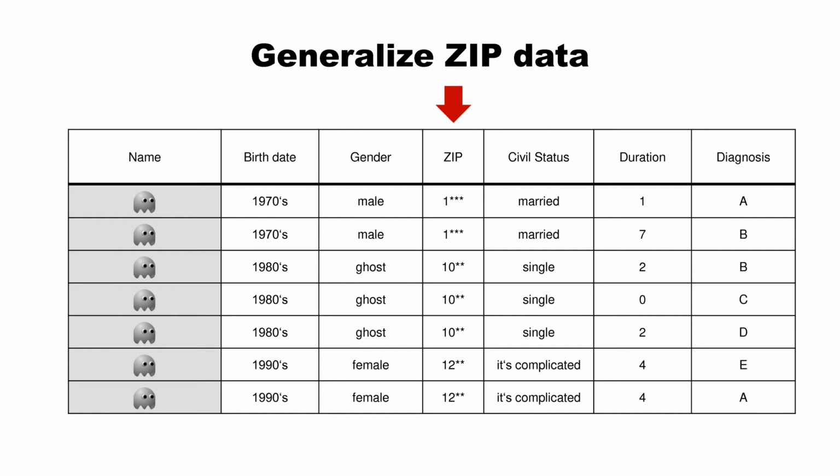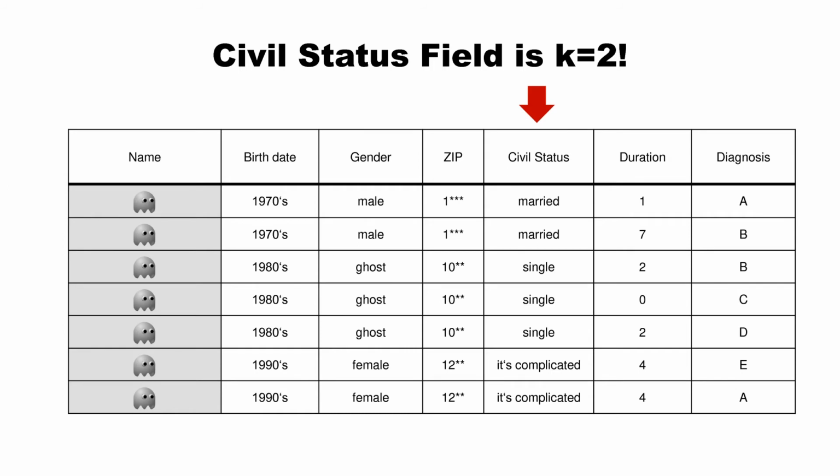And if we finally look at the civil status field, then you're lucky here, because our civil status field is already k=2. So we don't have to suppress or generalize any information in that field, because we have both born in the 1970s, they're male, with a zip code starting with 1. The same for the ones born in the 1980s, which are all ghosts or persons. All their zip codes start with 10, star, and they're all single. And for the ones born in the 90s, both are female, their zip code starts with 12, and their civil status is the same. Note that the ones born in the 1980s have k=3. But since our data release is k=2, it's okay, it fulfills the requirement.